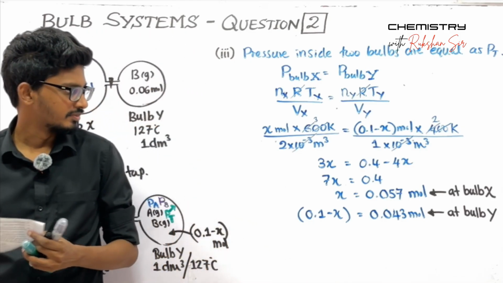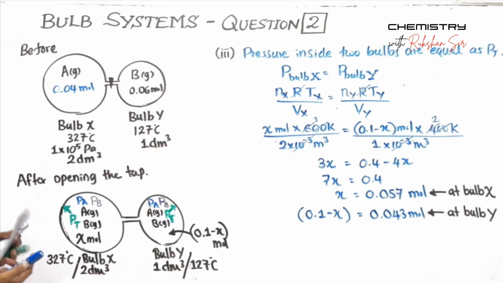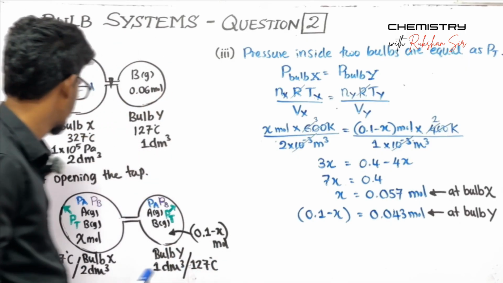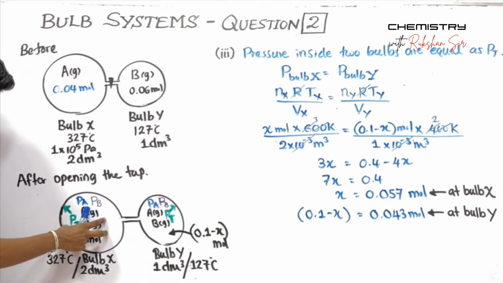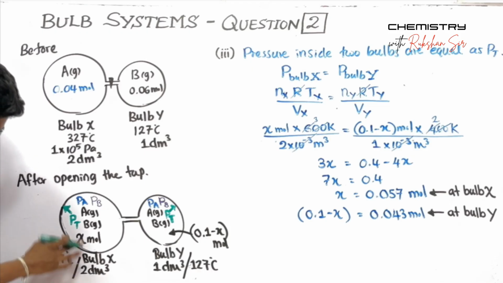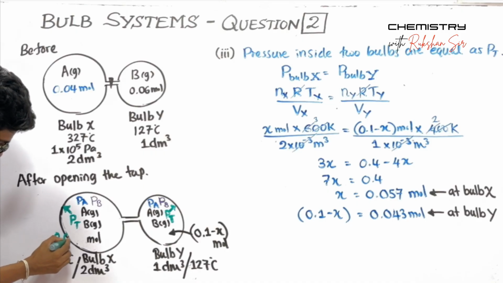Total pressure of the system. So to compute the total pressure, now we know the number of moles appearing here. This x value is known, that is 0.057, right? And the total number of moles is also known.